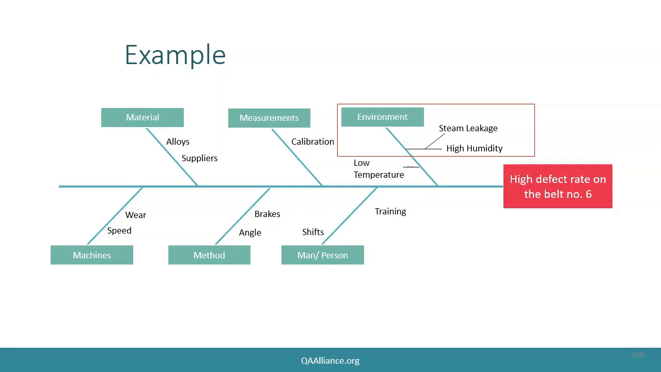This is just a hypothetical case highlighted here. We should investigate further and drill down for the root causes. Hope this gives you a fair idea of the cause and effect diagram. And now we'll move to the graphical analysis part of the Six Sigma and Lean tools.